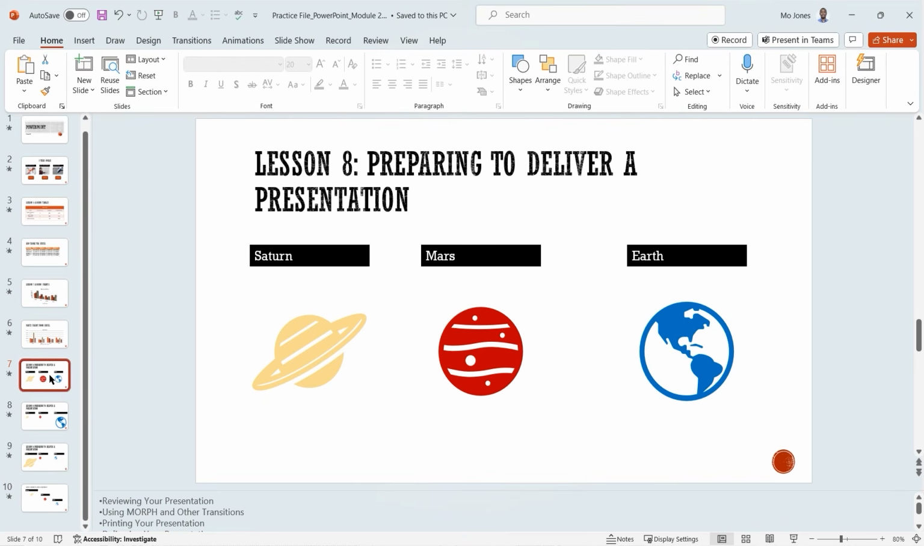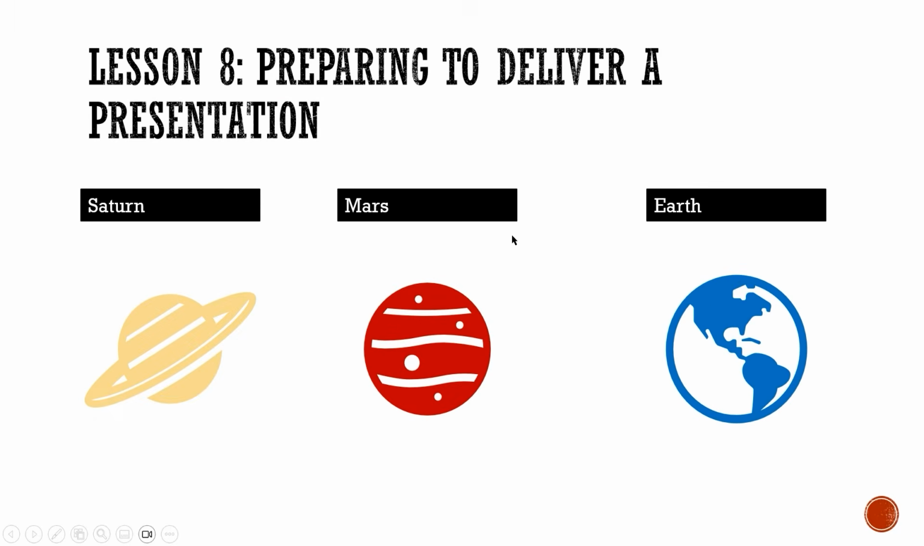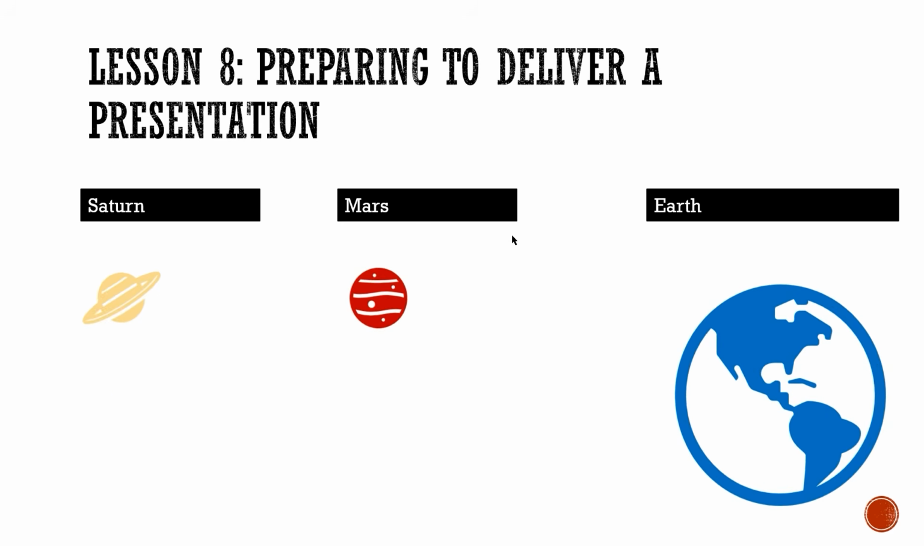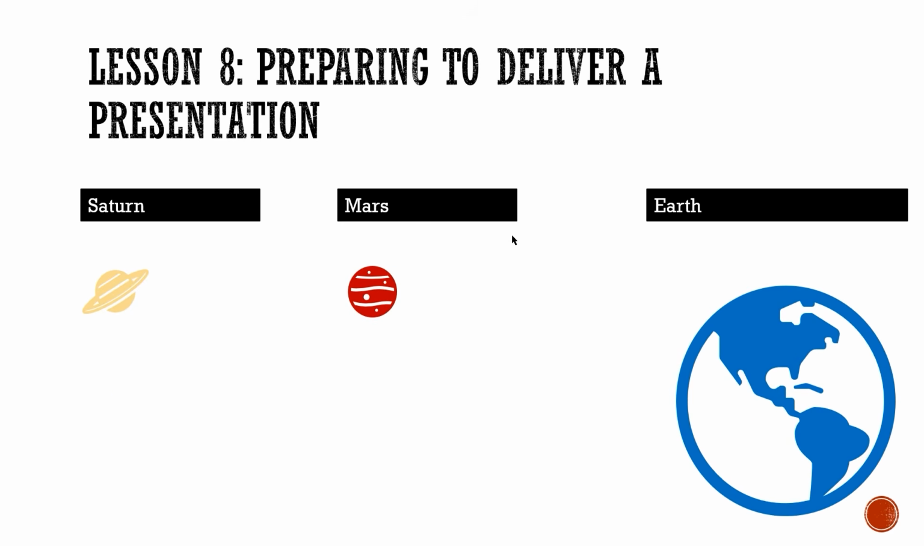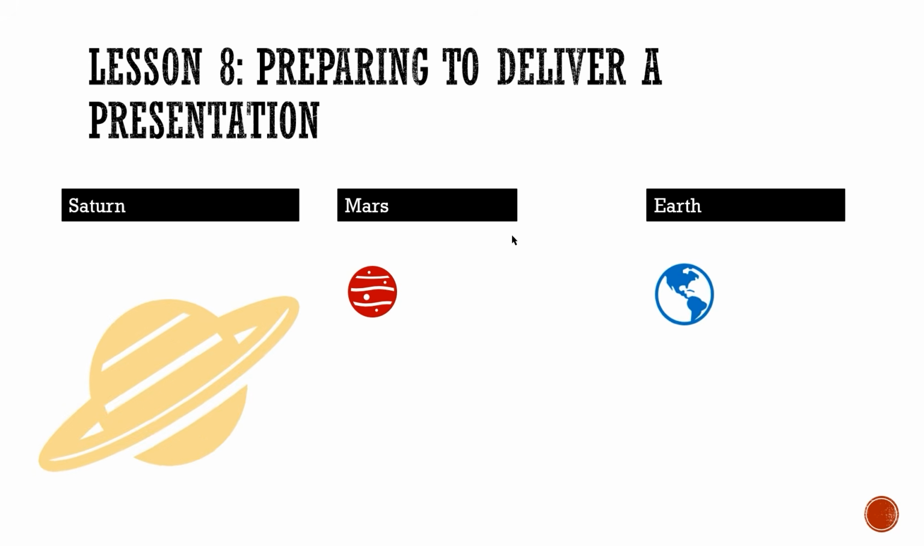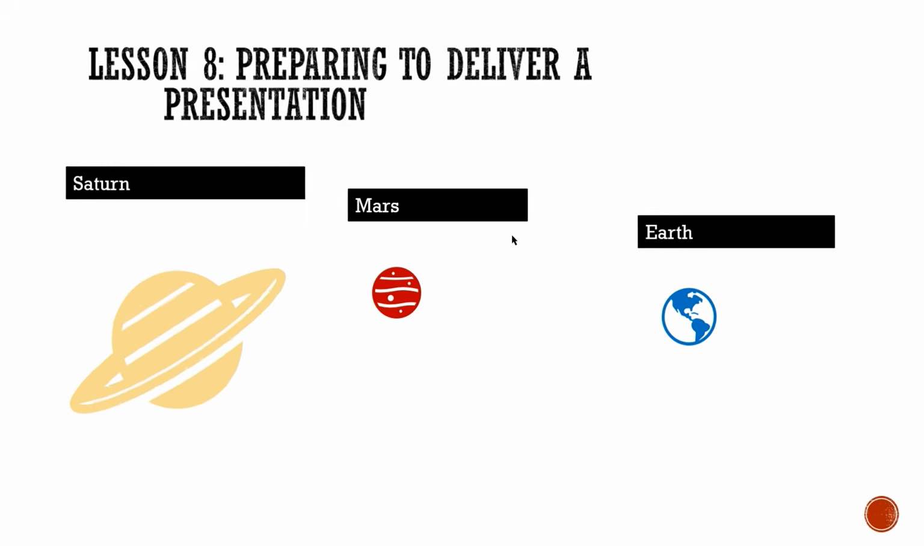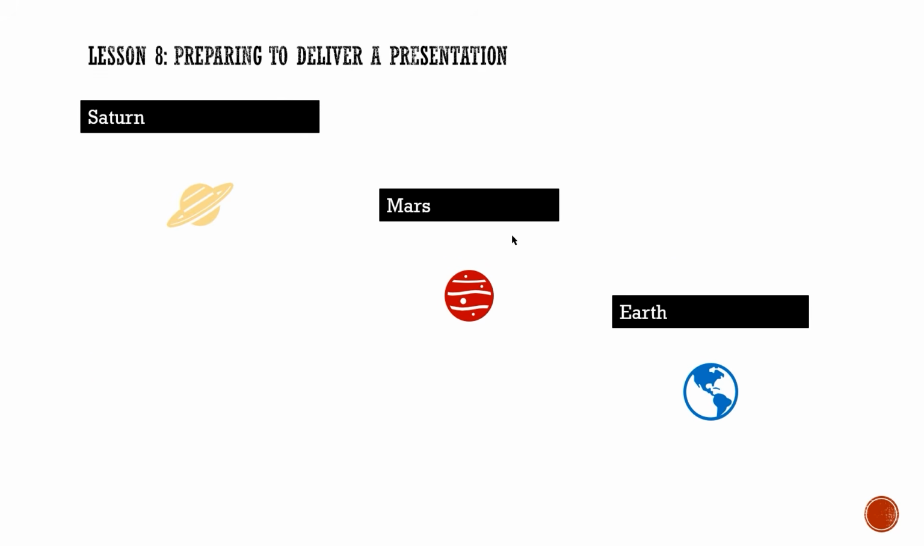So let's go back. This time I'll run it slideshow view. Okay, so here's the first slide. Here's our first morph. Our second morph. And let's see what our third morph looks like. Pretty cool. So everything is moving into shape here as well.